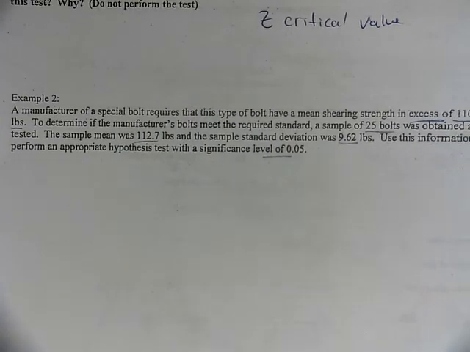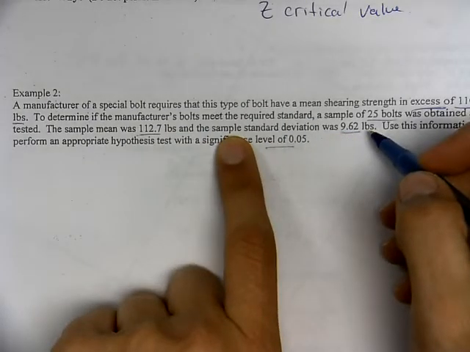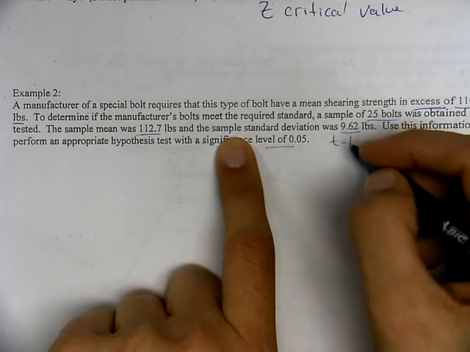So, before you even do the problem, especially when you get to the chapter 10 test and you've got more than one write-up, figure out what test you're going to use. So am I going to use Z or T here? T, because this is the sample. So this is going to be a T test.